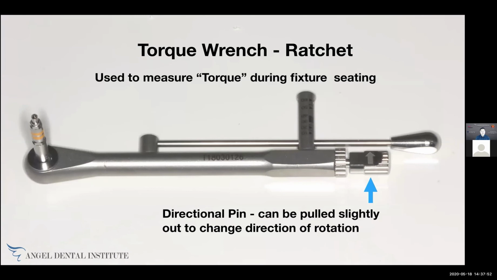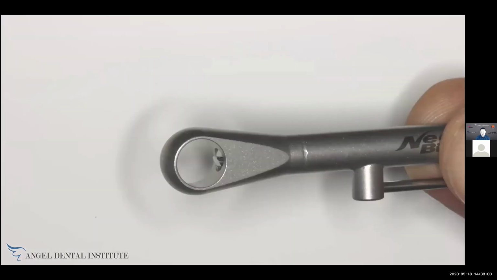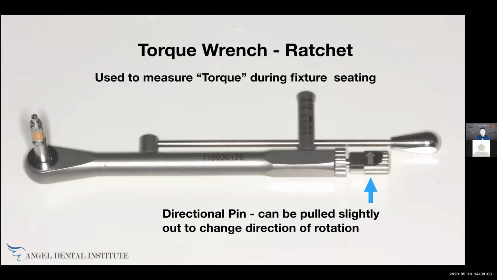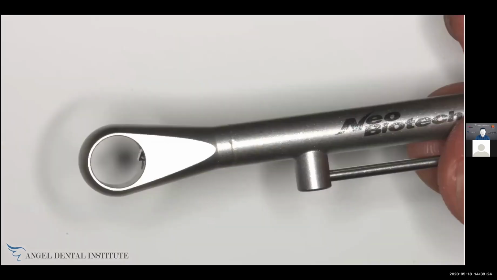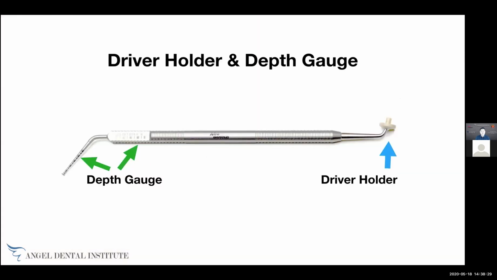Okay. The torque wrench and ratchet are used to measure torque during fixture seating, okay, using the bar there. And you can change the direction by pulling that pin slightly and turning it to change the direction of ratcheting, okay? So that here inside is what allows the torque wrench to go one direction. But if you pull the end and turn it, it goes the other way, okay? So that's what that is trying to show.